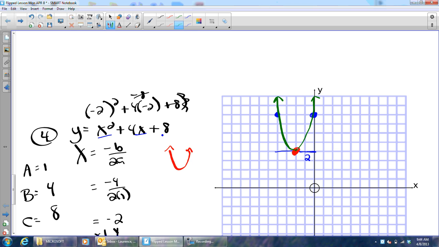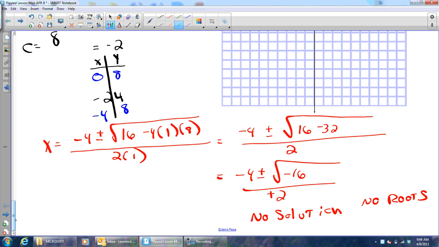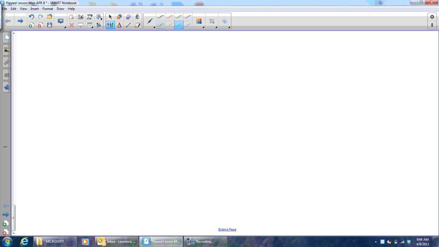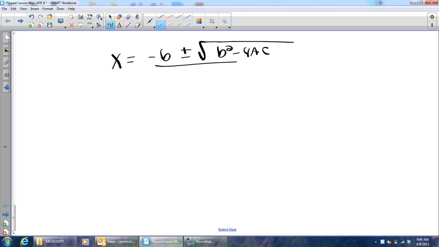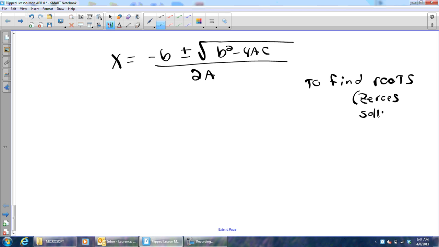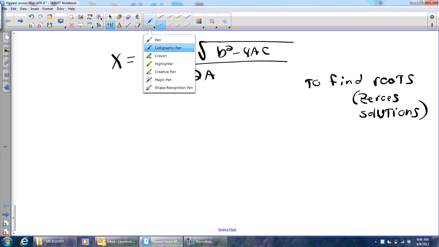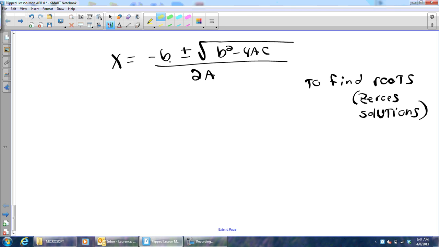All right, so quickly recapping what we did. We took the quadratic formula. x equals negative b plus or minus the square root of b squared minus 4ac all over 2a. And we use that whole thing to find roots, right? To find the roots, which are also called zeros or solutions. But then we know to find our vertex, we can just use this part of the quadratic formula. This will find me the vertex.